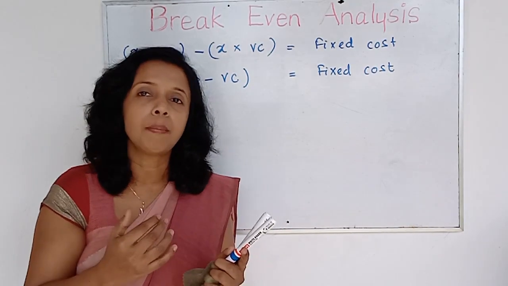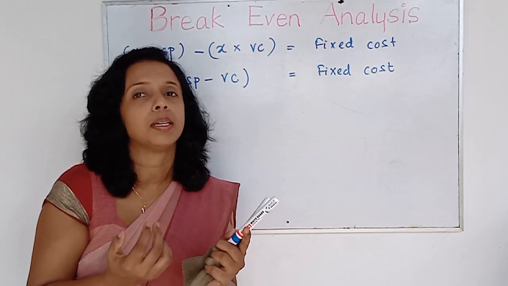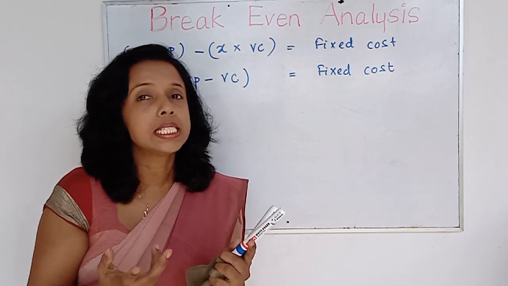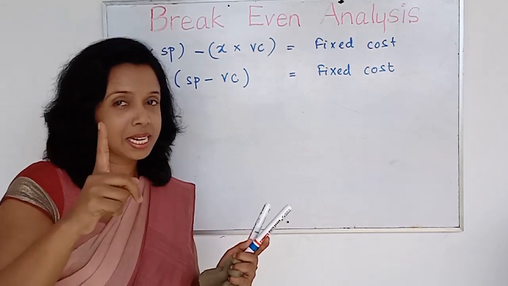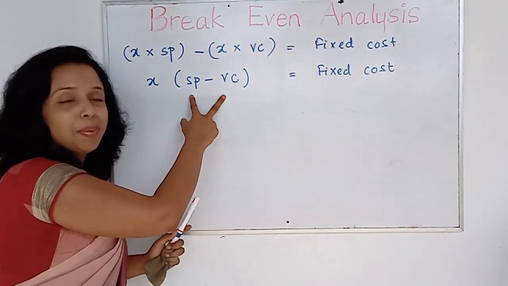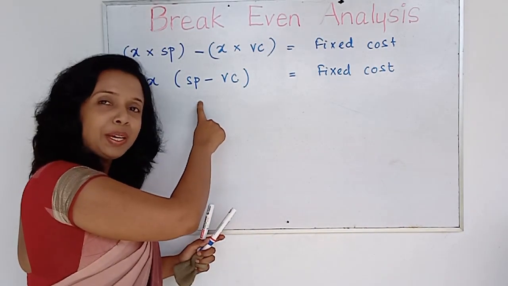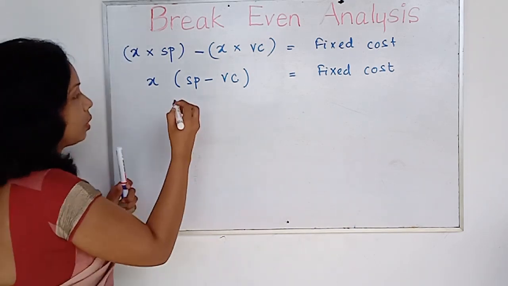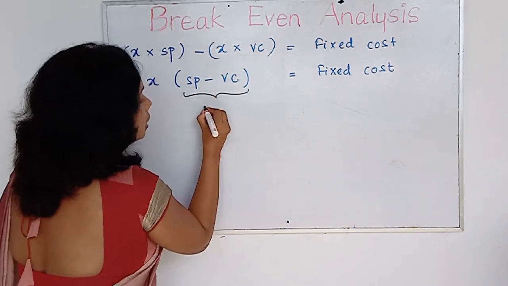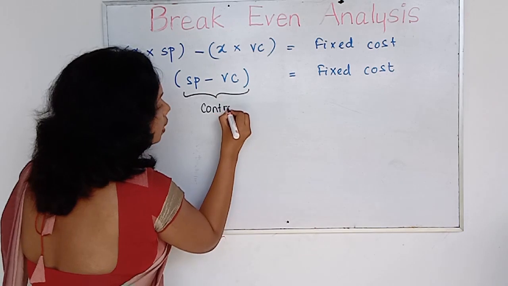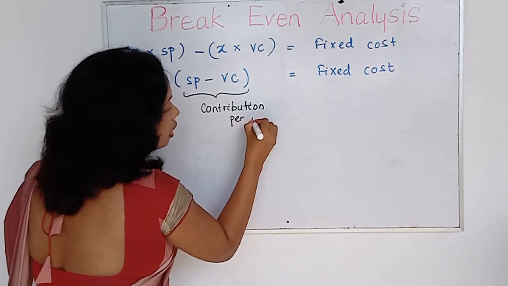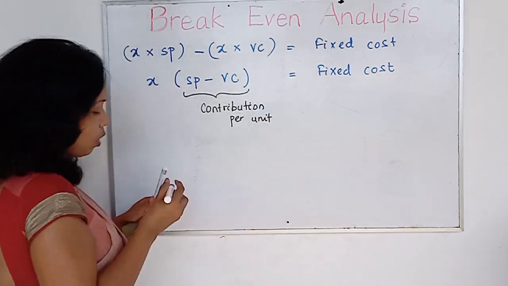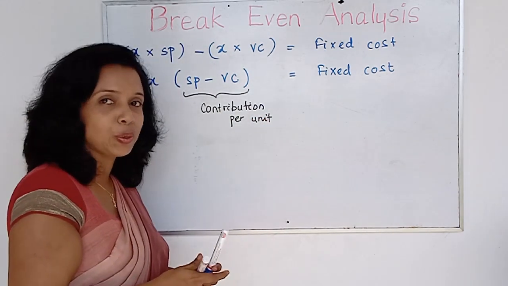We are talking about the popular term, contribution. How can you calculate the contribution per unit? It is the difference between selling price per unit and variable cost per unit. So this term is contribution per unit. Now you can understand what I did so far.